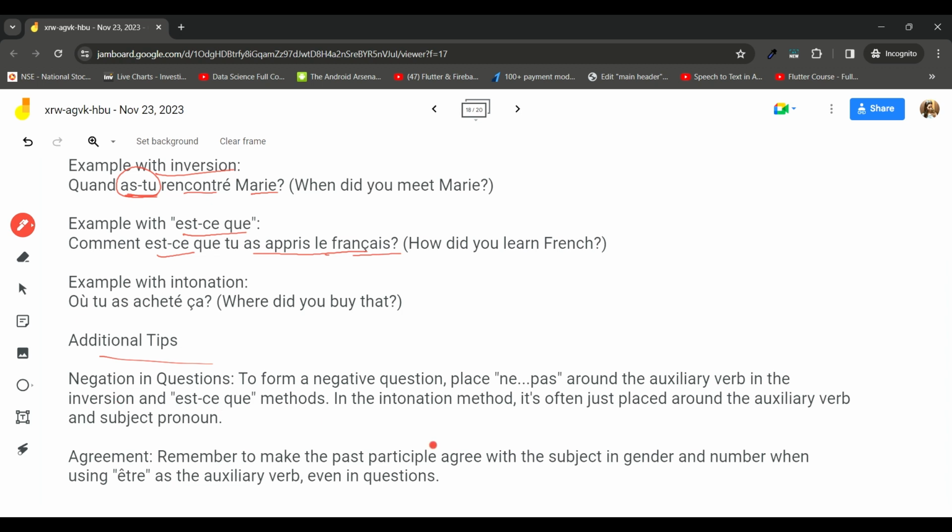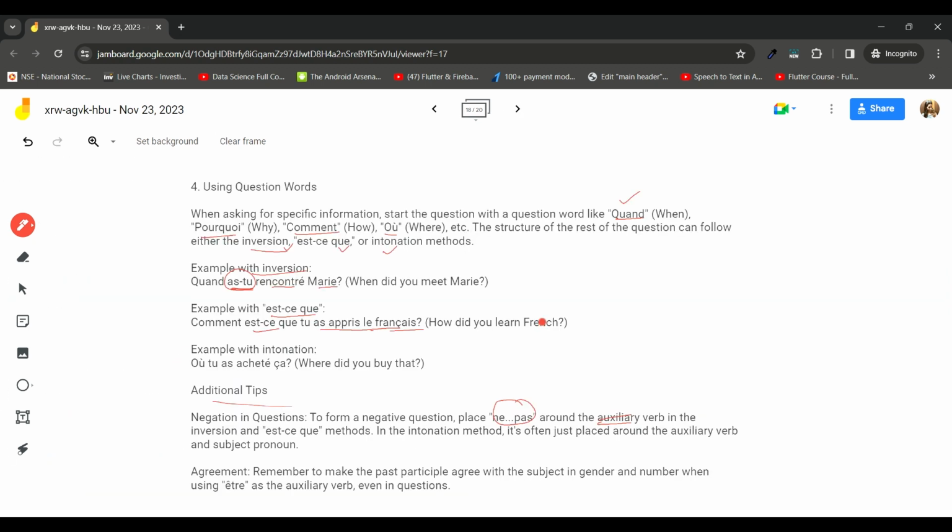Additional tips, negation in question. To form a negative question, place ne pas around the auxiliary only. In all cases, in negation in passé composé, ne pas is placed around the auxiliary. Remember to make the past participle agree with the subject in gender and number when using être as an auxiliary, even in questions. So even in questions, this rule is valid. And that's pretty much it for passé composé with être. It's a little complicated, but once you get the gist of it, it is going to be smooth.